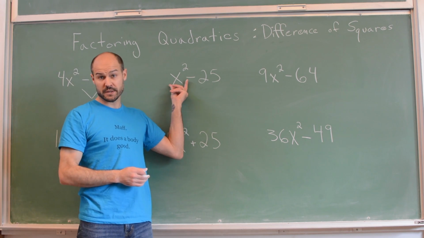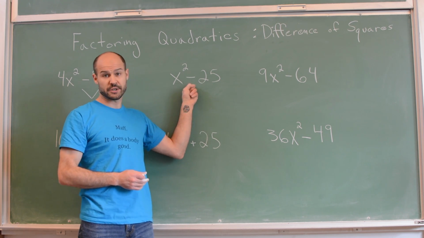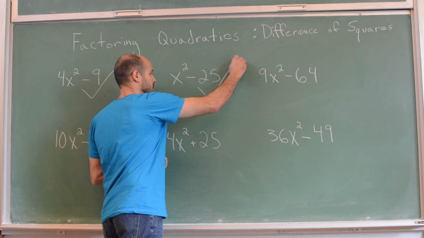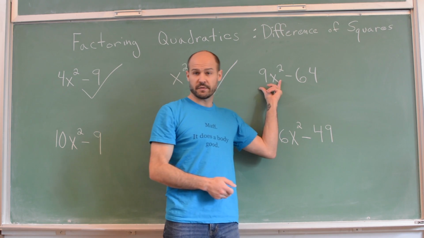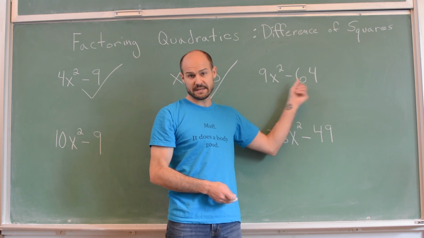Second one. Perfect square, subtraction. Perfect square, 3x times 3x. Perfect square, 8 times 8, subtraction.